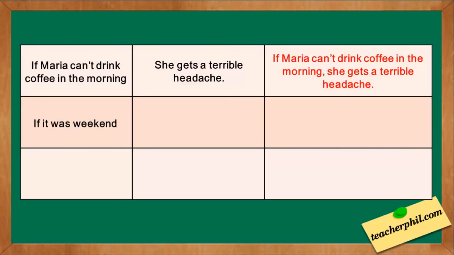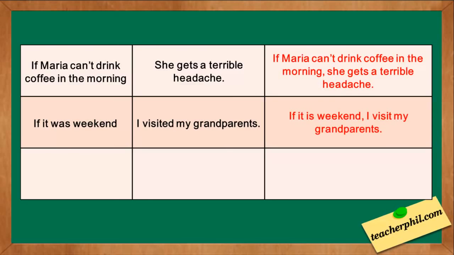The fourth one, if it was weekend, I visited my grandparents. The correct answer is, if it is weekend, I visit my grandparents. The clauses here are both in simple past. Again, it must be in present simple. That's why we have the answer, if it is weekend, I visit my grandparents.